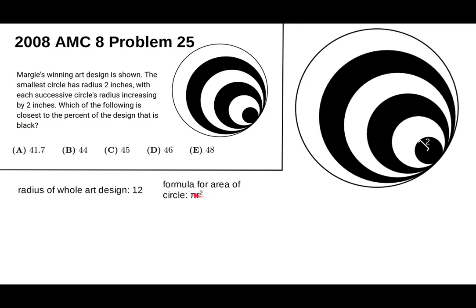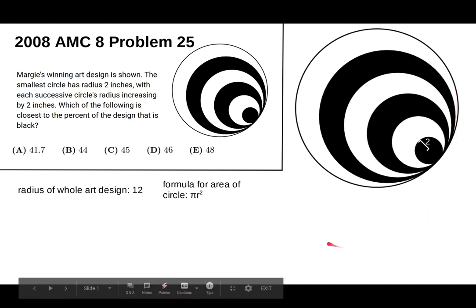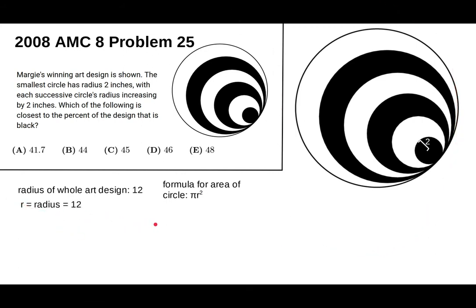The formula for the area of a circle is pi r squared, because this whole thing is a circle. r is equal to the radius, which is 12. So we can put in the value of the radius to find that the area of the whole art design is pi times 12 squared, which is 144 pi.